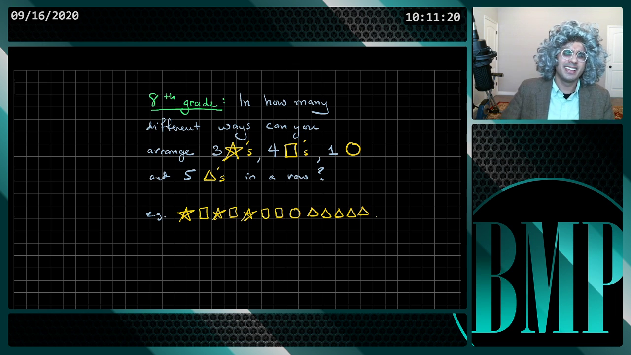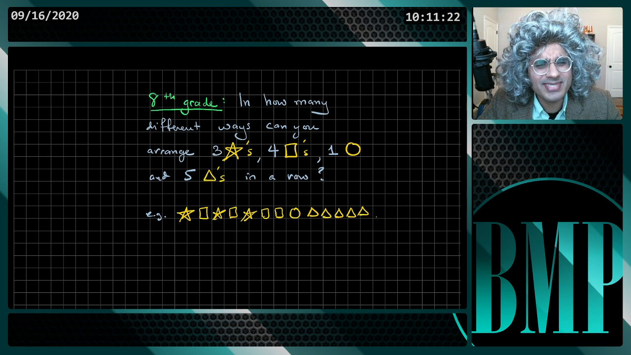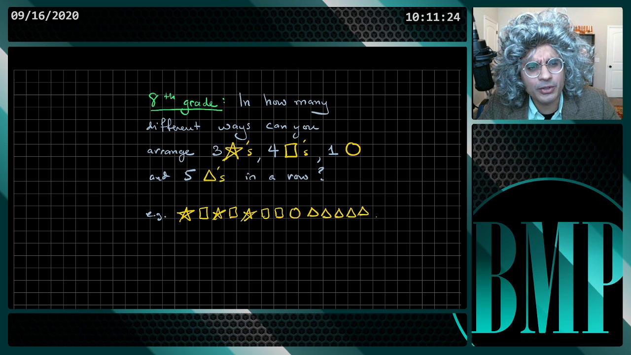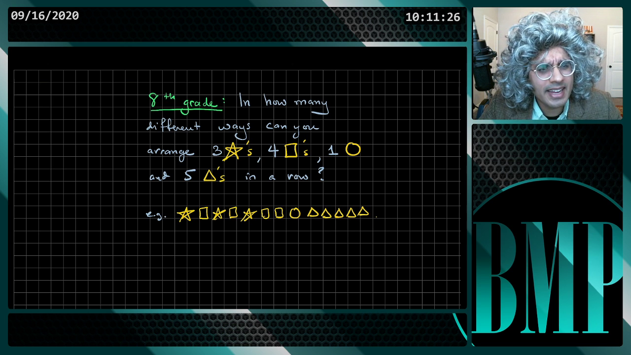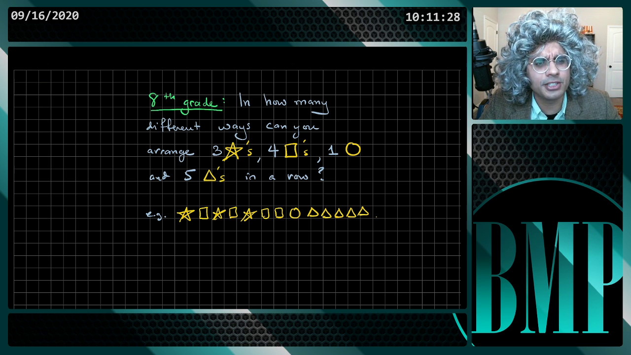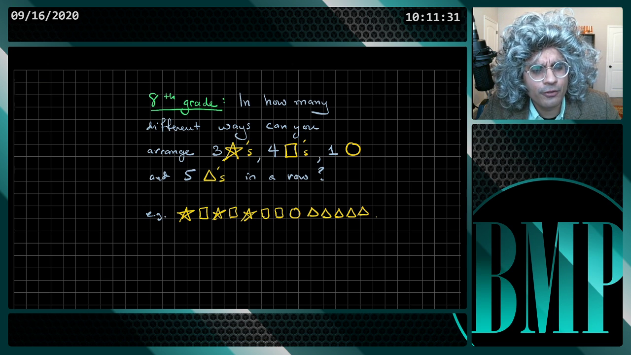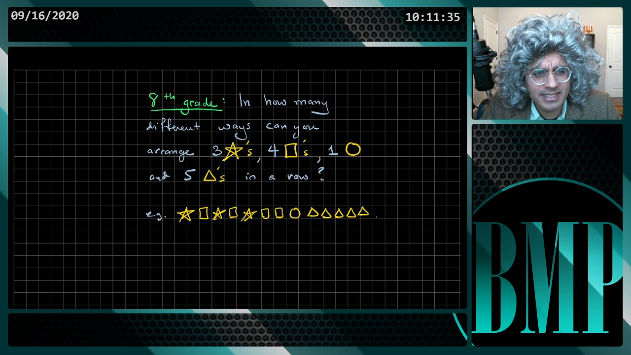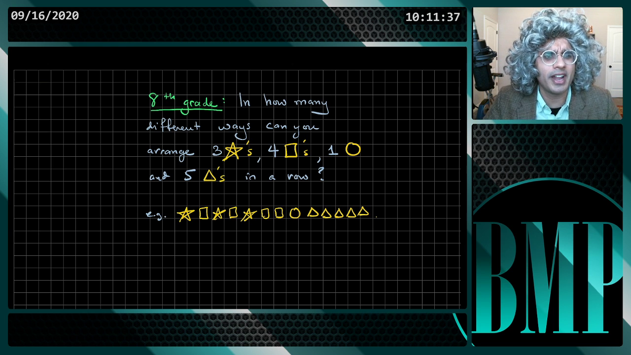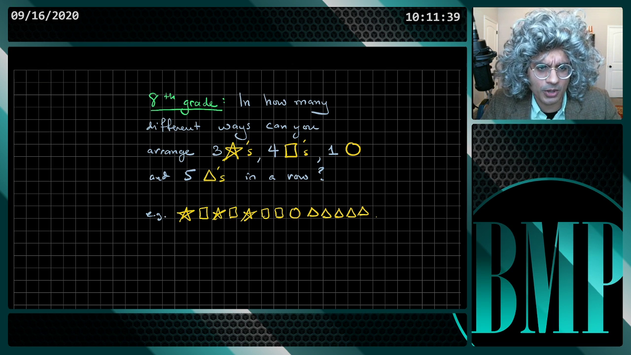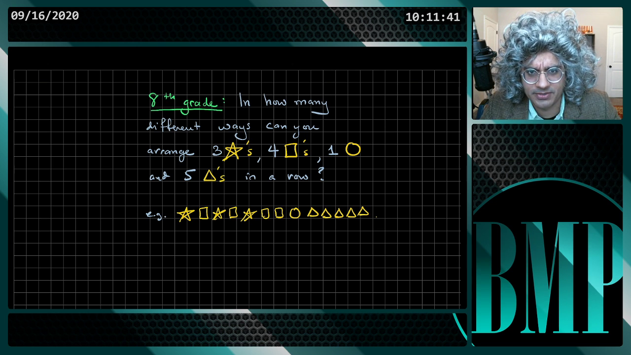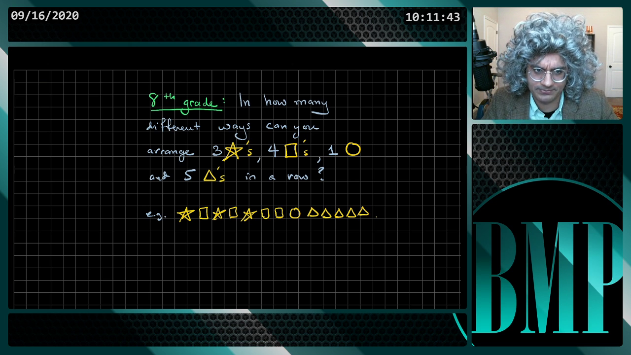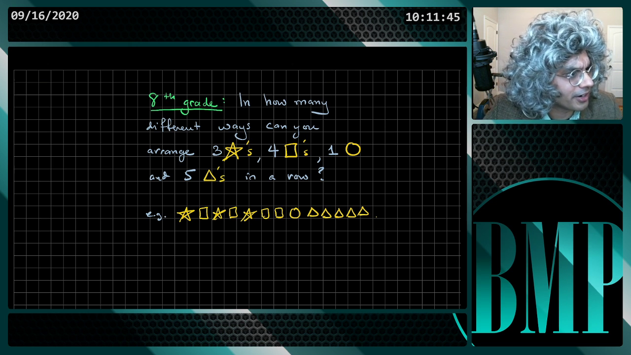All right? Look at this. It says, in how many different ways can you arrange 3 star magnets, 4 square magnets, 1 circle magnet, and 5 triangle magnets in a row on your refrigerator, like this. For example, this is one way. How many different ways are there?